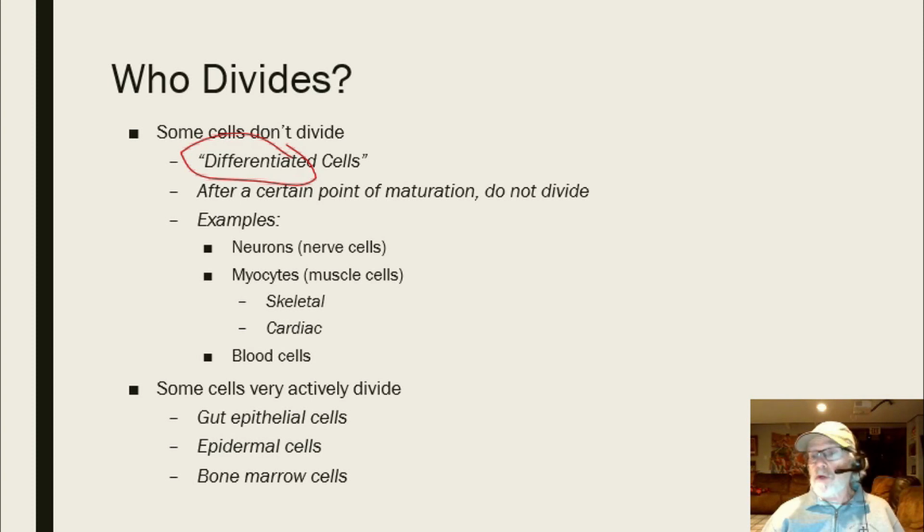Some examples of those are nerve cells, neurons. Okay, you can't replace your neurons. Once they're there, that's it. When they talk about spinal cord injuries, one of the problems is that neurons can't replace themselves, particularly the axon area, which is the long thread-like area. If someone has a severed spinal cord because of a cervical injury or a back injury that does something to the spinal cord, you get paralysis.